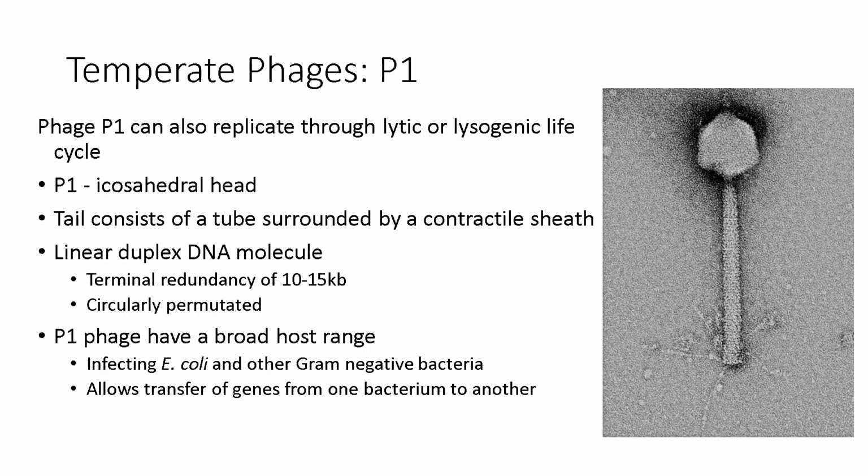P1 is another temperate phage that can undergo both lytic and lysogenic cycles. Structurally, P1 has an icosahedral head and a complex tail with a contractile sheath. Its linear double-stranded DNA is terminally redundant and circularly permuted. Notably, P1 can infect a broad range of gram-negative bacteria.